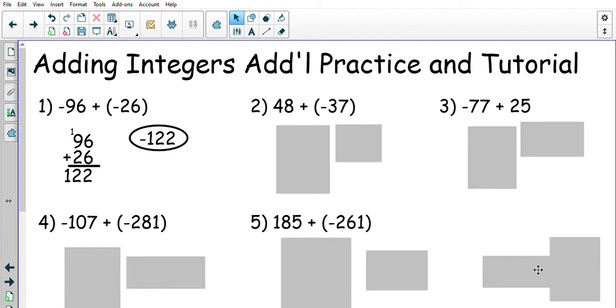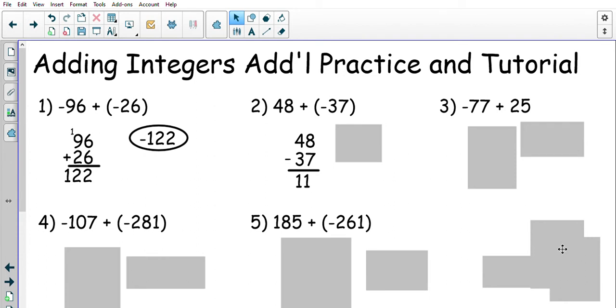All right, let's take a look at number two. 48 plus negative 37. In this problem, the signs are different. Positive 48, negative 37. So if the signs are different, we find the difference. Remember, different, difference, they both start with D. That means we're going to subtract these. So we always put the bigger number on top. So we have 48 minus 37. Notice again, no signs on my work. I do put the subtraction though. 8 minus 7 is 1, 4 minus 3 is 1, and I get 11.